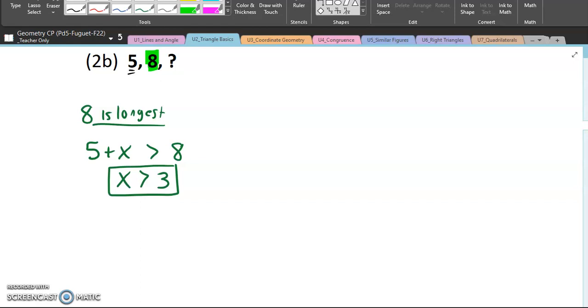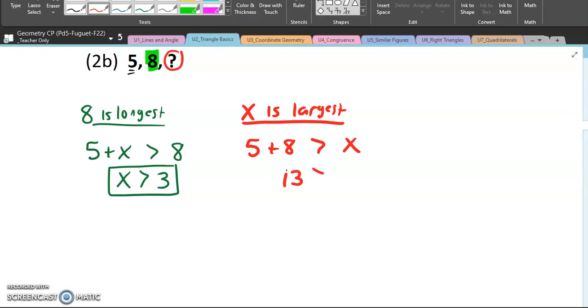But since x is greater than 3, we can have a situation where x is now 9, 10, 11, or 12, so we must now check if x is the largest side instead. And so in that scenario, we would take 5 plus 8 and say it has to be bigger than x. 5 plus 8 is 13. And this is going to create that upper bound that we're looking for here. So we now know that the value of the third side has to be between 3 and 13.